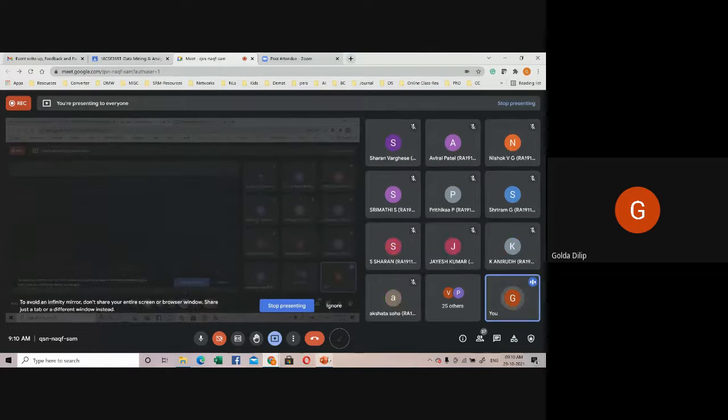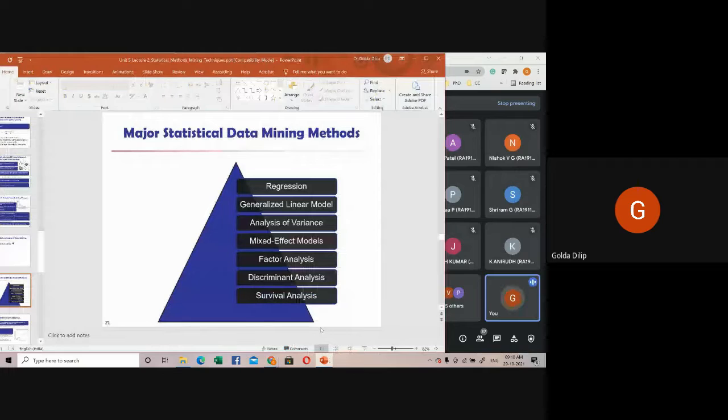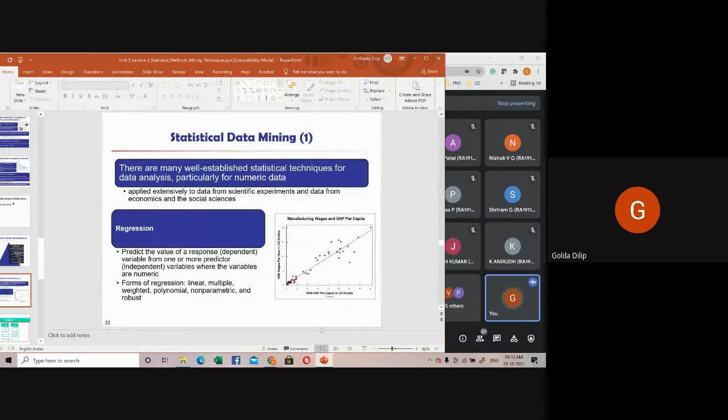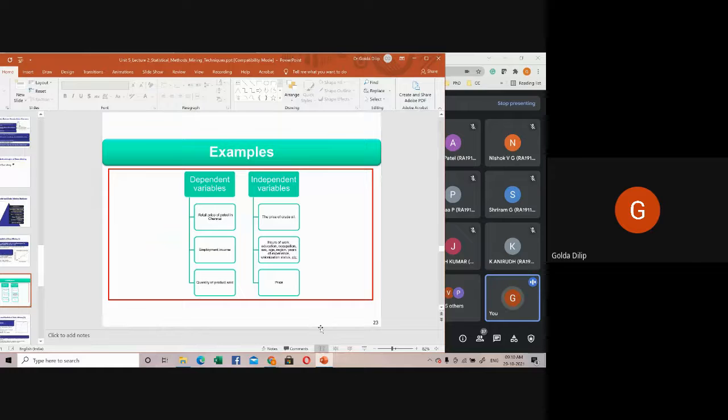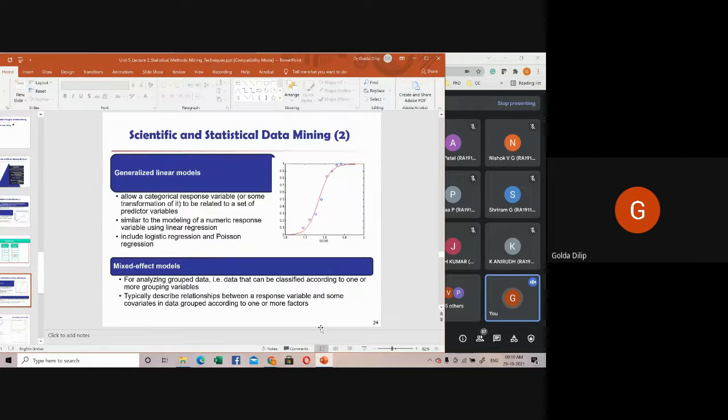Okay, so today we start with the major statistical mining methods. We had discussed regression, and gave you examples for dependent and independent variables. Okay, so this is where we stopped in yesterday's class.